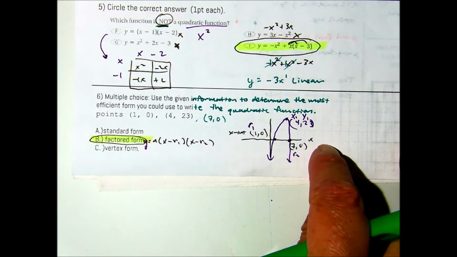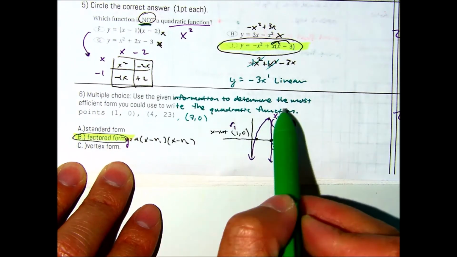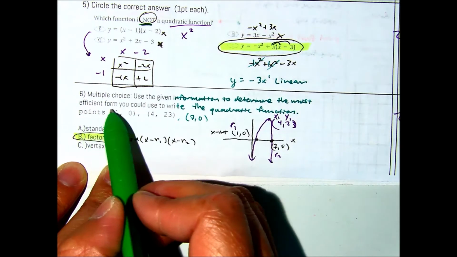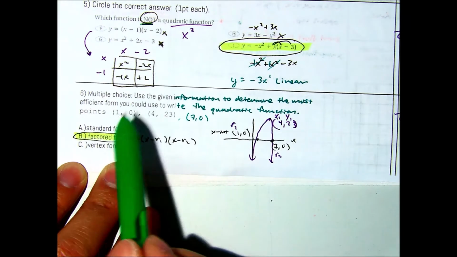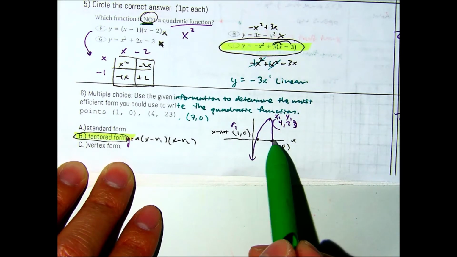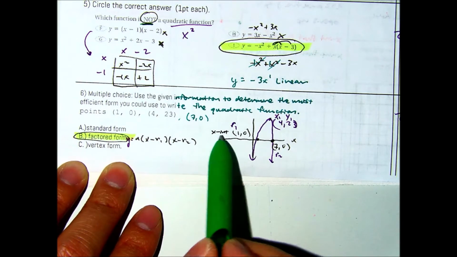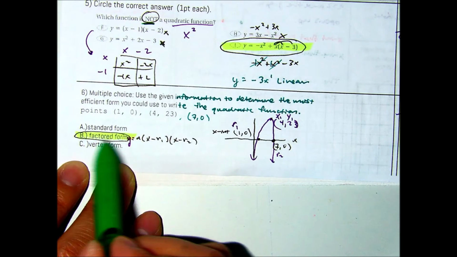Question number 6. It got cut off. I told you guys to copy it. Use the given information to determine the most efficient form you can use to write the quadratic function. If you look at your points here, (1, 0) and (7, 0), you'll notice these are x-intercepts. If they're x-intercepts, then you're going to use factored or intercept form. That would be B.